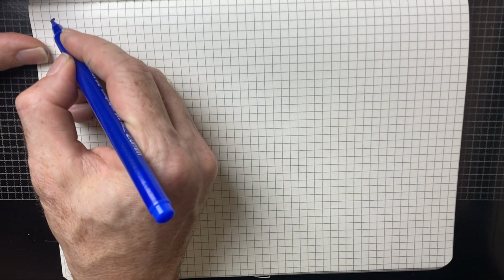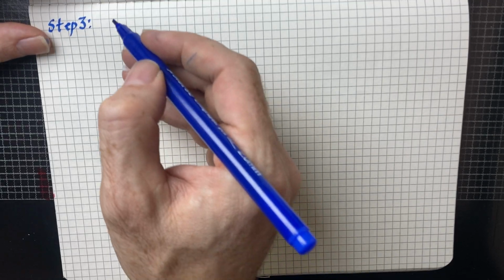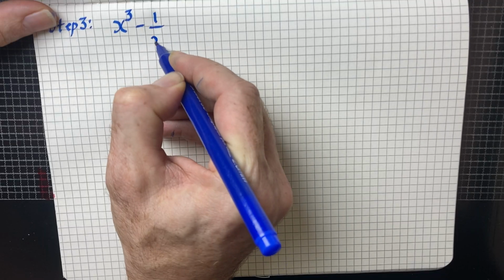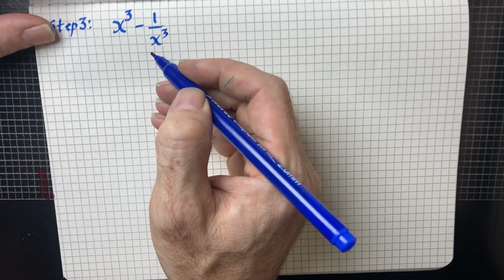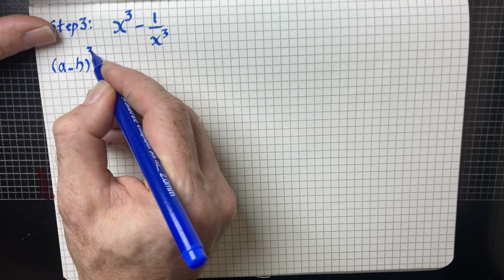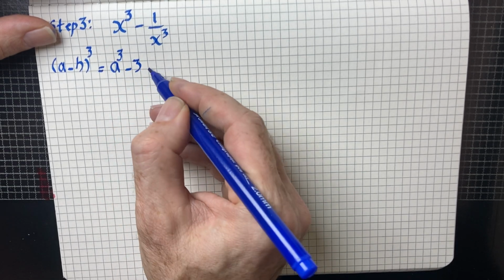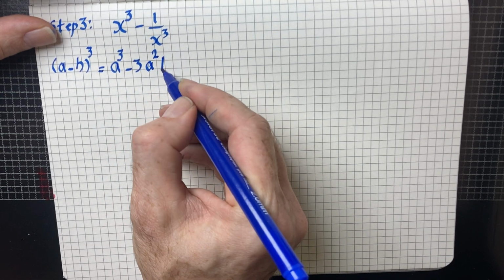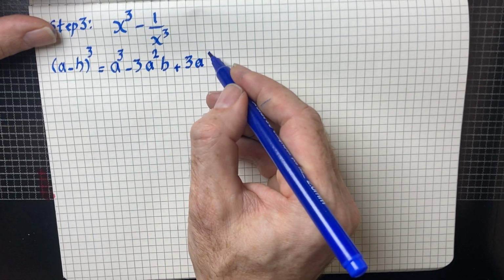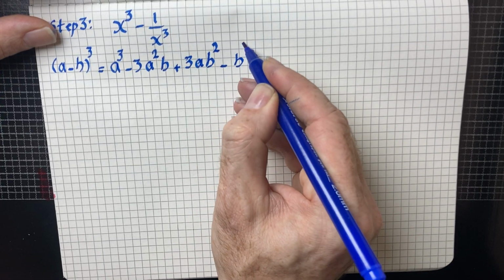Next page. Step 3. As step 3, I'm going to find out the value of x cubed minus 1 over x cubed. But how can we do this? Can you remember this algebraic identity, (a - b) cubed? It is going to be first term cubed, minus 3 times the square of the first term times the second term, plus 3 times the first term and the second term squared, and finally minus the second term cubed.